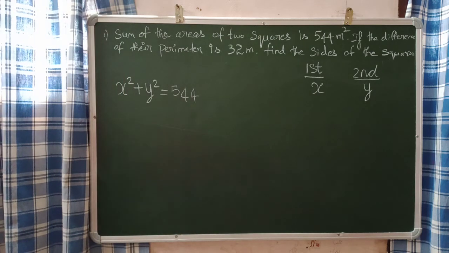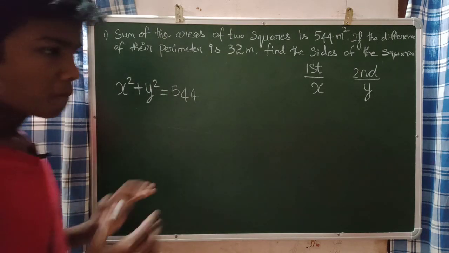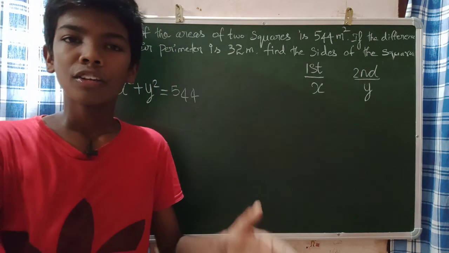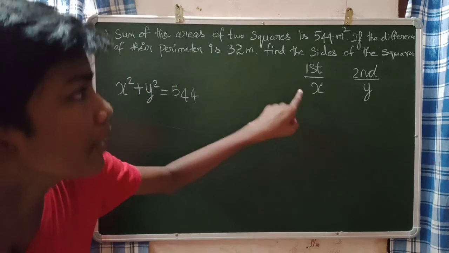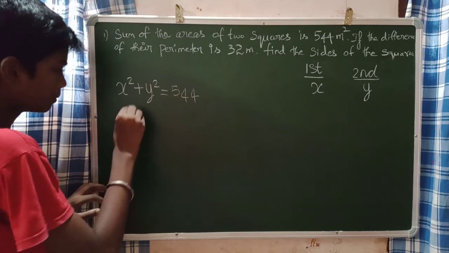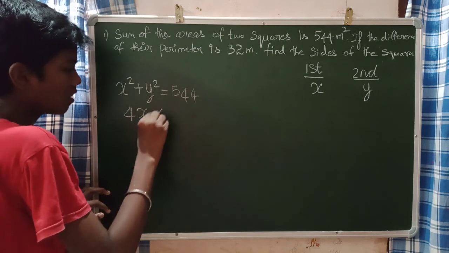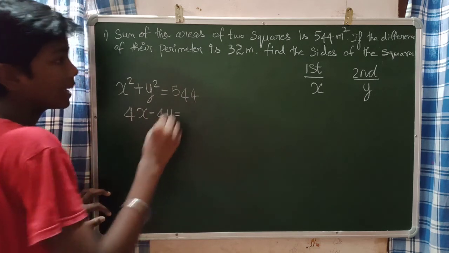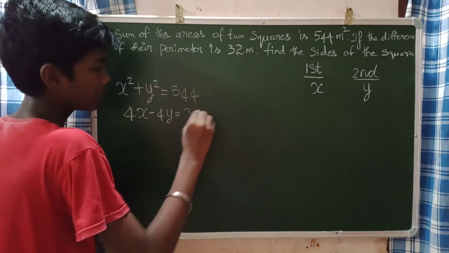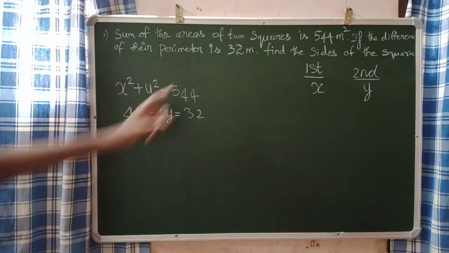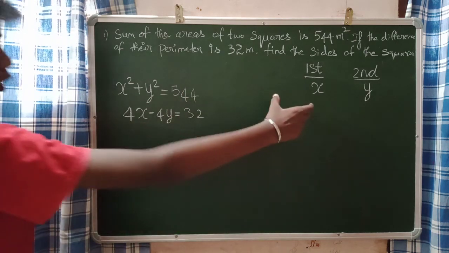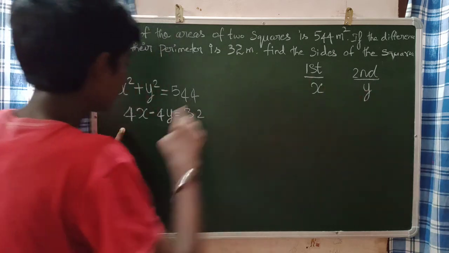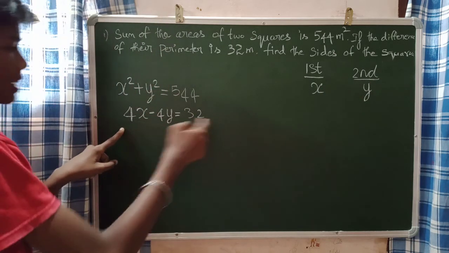And also they are given the difference of their perimeters is 32 meter. What is the formula for perimeter? Your formula for perimeter is 4 into side. So the perimeter of the first square will be nothing but 4x, minus 4y is equal to 32 meter. Correct? Because that is what they gave in the question. So the perimeter of the first square is 4x, the perimeter of the second square is 4y, so 4x minus 4y is equal to 32.